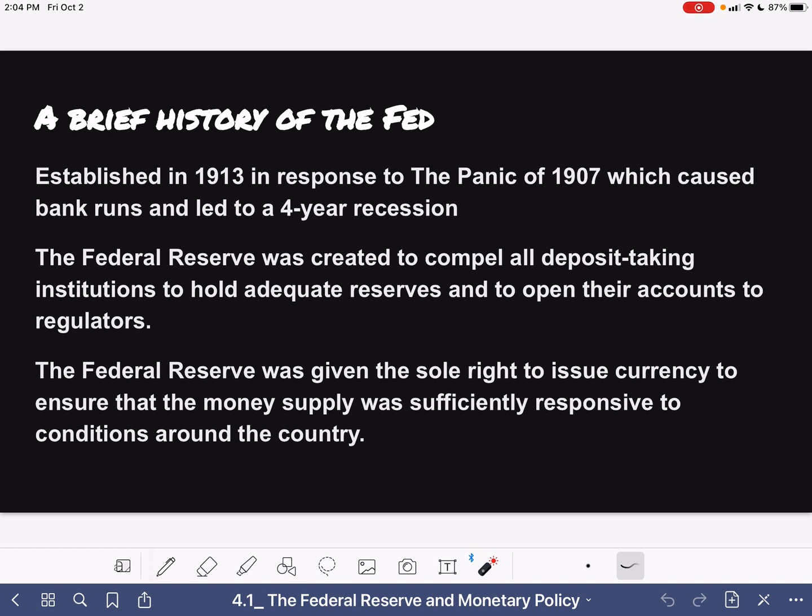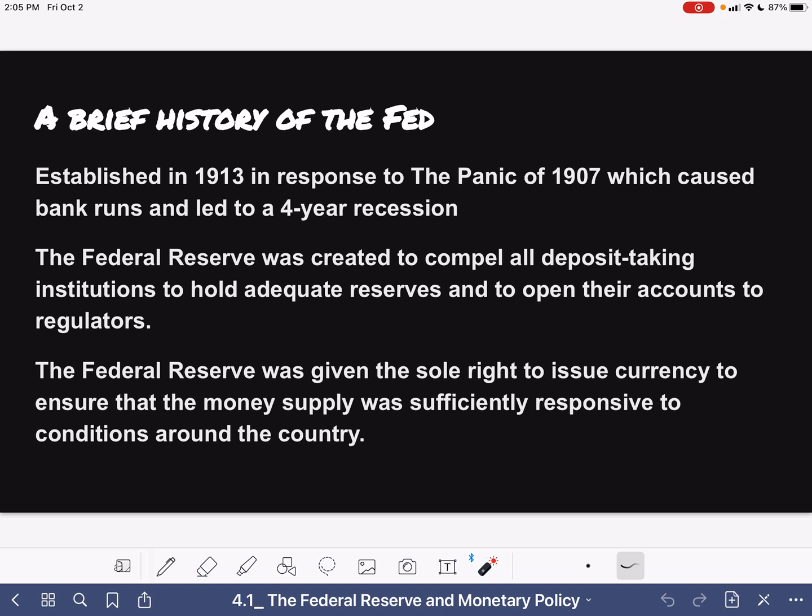So the U.S. did not start with the Federal Reserve Bank. It was established in 1913 in response to the Panic of 1907, which caused a lot of bank runs, which is when banks run out of cash to hand out to people, and it led to a 4-year recession. Although the actual Panic of 1907 lasted about 4 days, it led to a 4-year recession in the U.S.